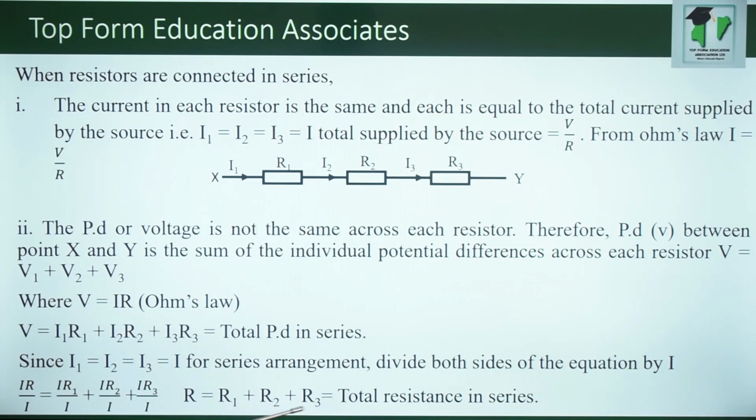That is what we have here. That is the proof of that formula we had in the last page. I would say that total resistance in series is given by the formula R equal to R1 plus R2 plus R3. Is it clear?